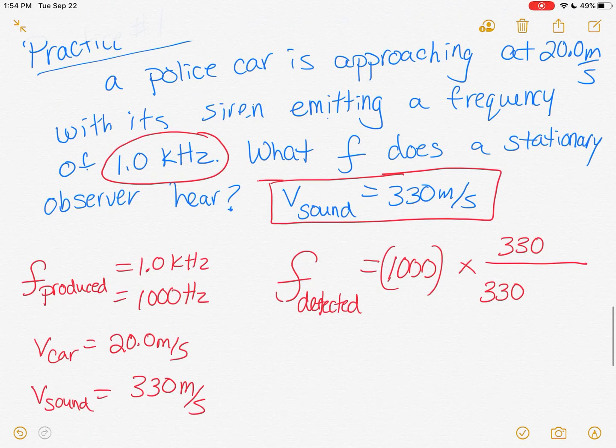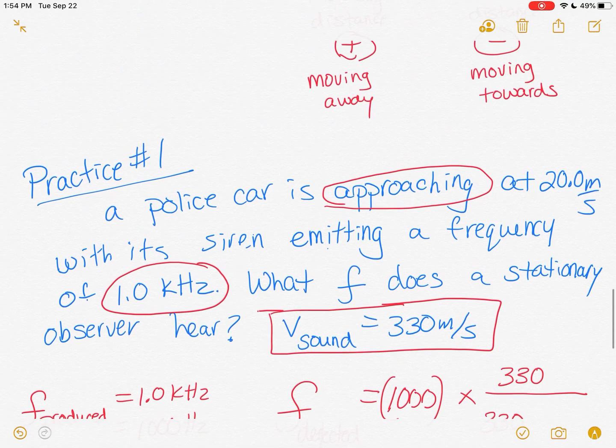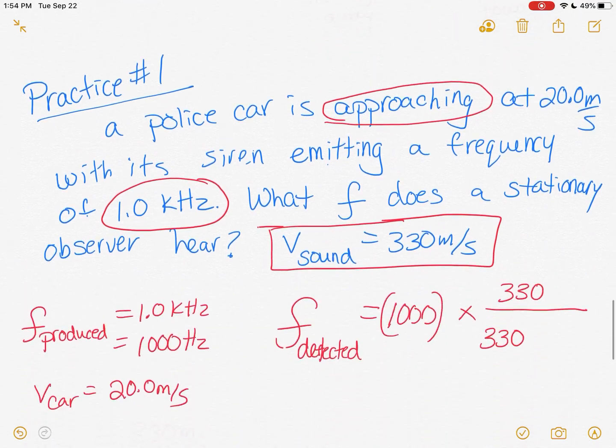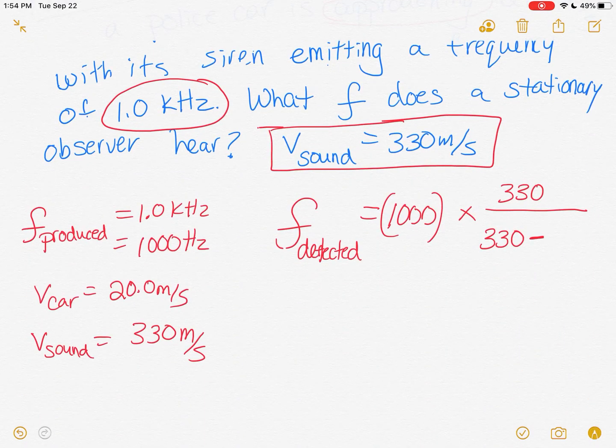Whether we're going to add or subtract the speed of the car is dependent on whether we're moving away or towards. It says that this police car is approaching us, which means we're moving towards, and that means we are going to subtract our 20 meters per second. Okay, we're going to leave our 1,000 here for a minute and do this division. 330 divided by 330 minus 20 is going to give us a total of 1.06.